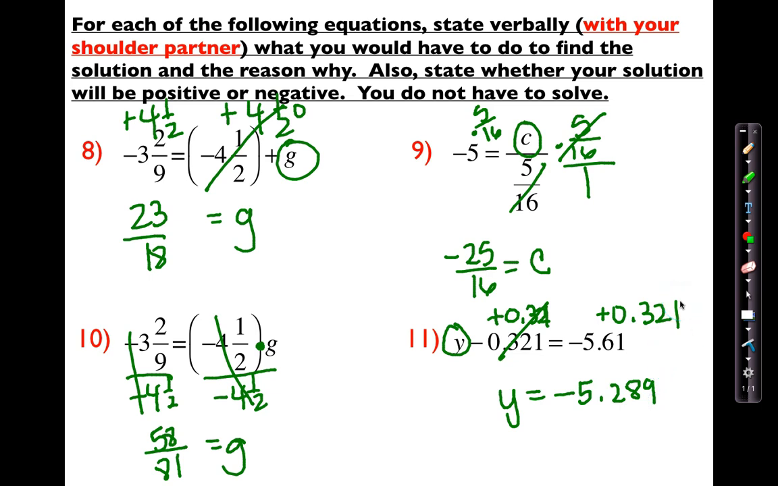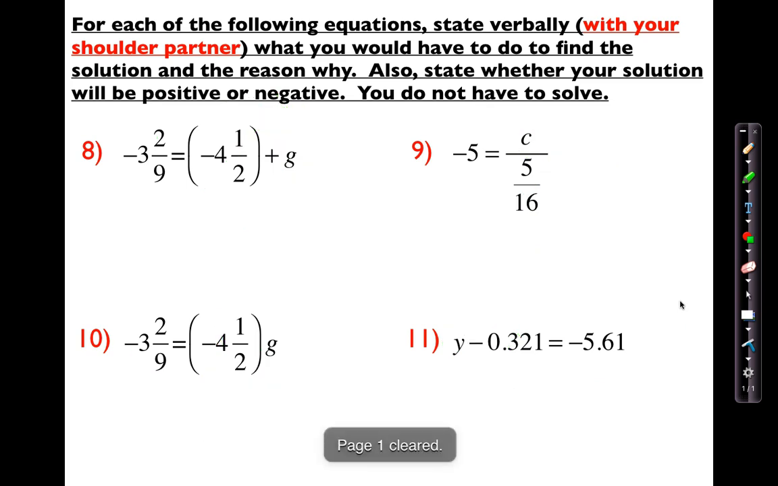So that is the answer for all four problems. Please make sure you have the correct answer. If not, feel free to go back into the previous examples and see how those were done to see if you can figure out what your mistake was for these four problems.